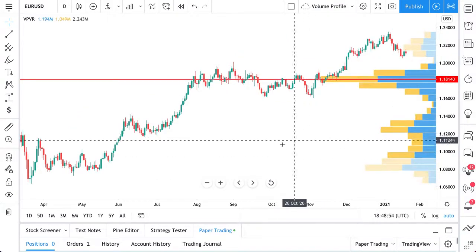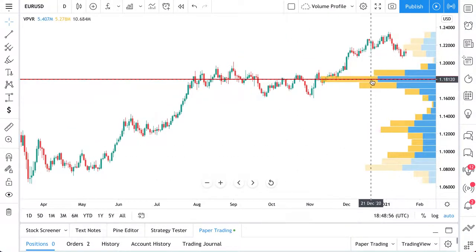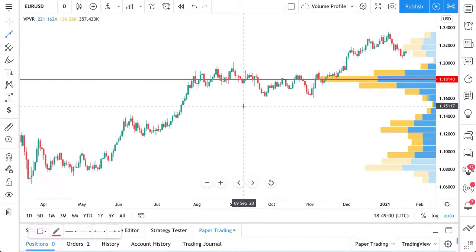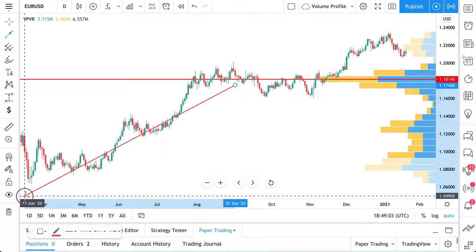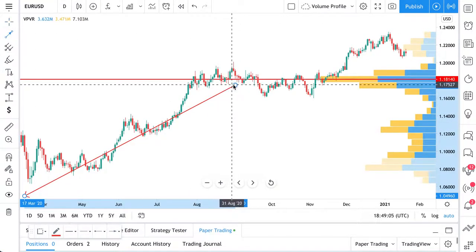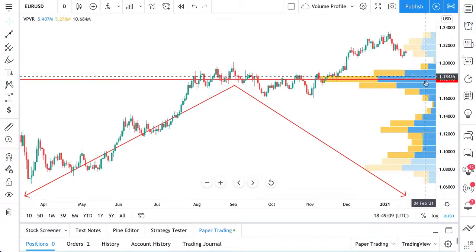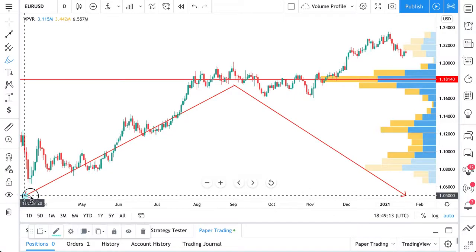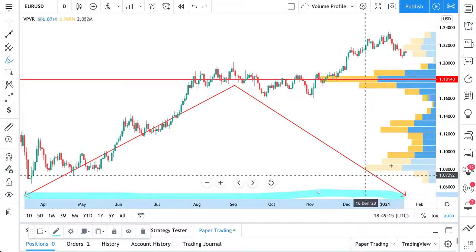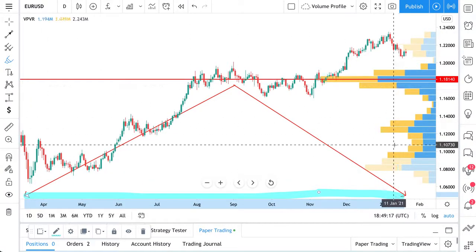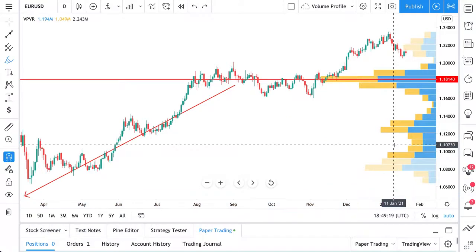A visible range volume profile tells us how much volume traded at each specific price over a period of time that we're looking at. So this is our starting point, and this is our ending point. And what we see here is how much trading volume occurred at each specific price over this time, right? So from here all the way to here, and we see how much trading volume occurred at each specific price.